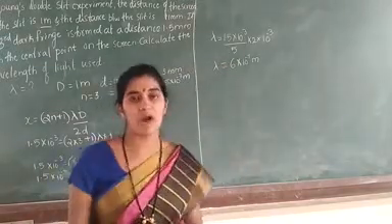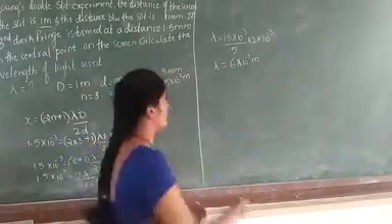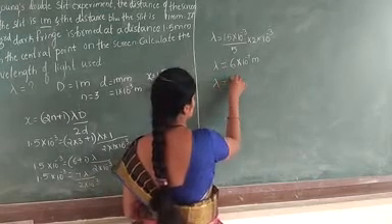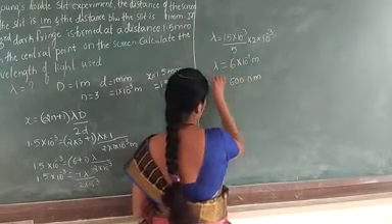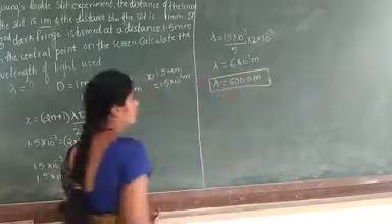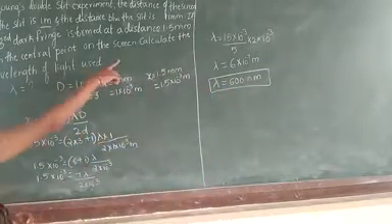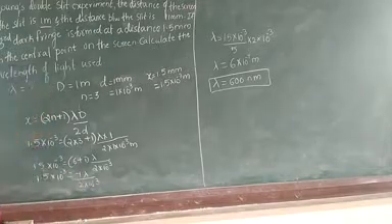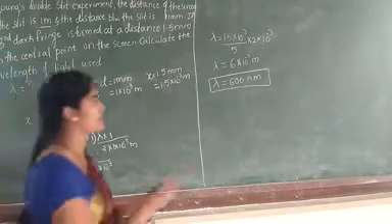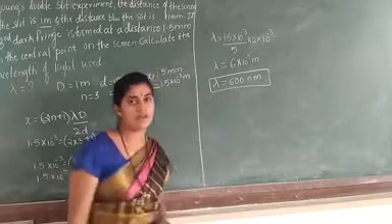The lambda we have to take in nanometer. Therefore, lambda is equal to 600 nanometer. Therefore, the value of the wavelength. Here in the question, calculate the wavelength of the light used. Therefore, the wavelength of the light used, lambda, is equal to 600 nanometer.